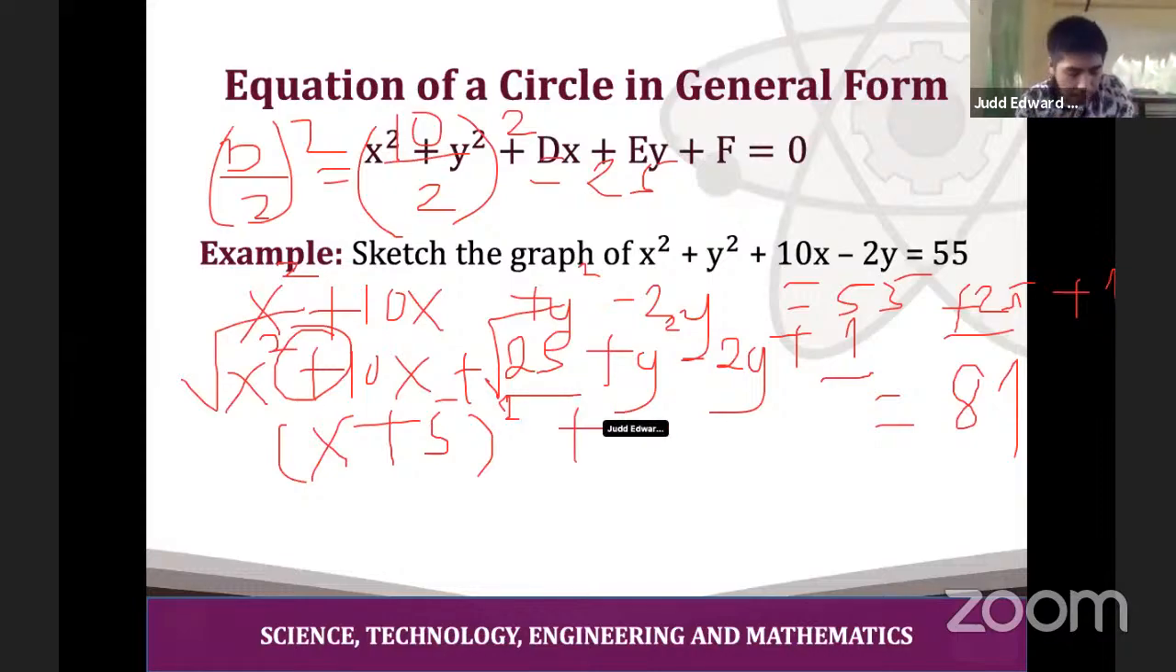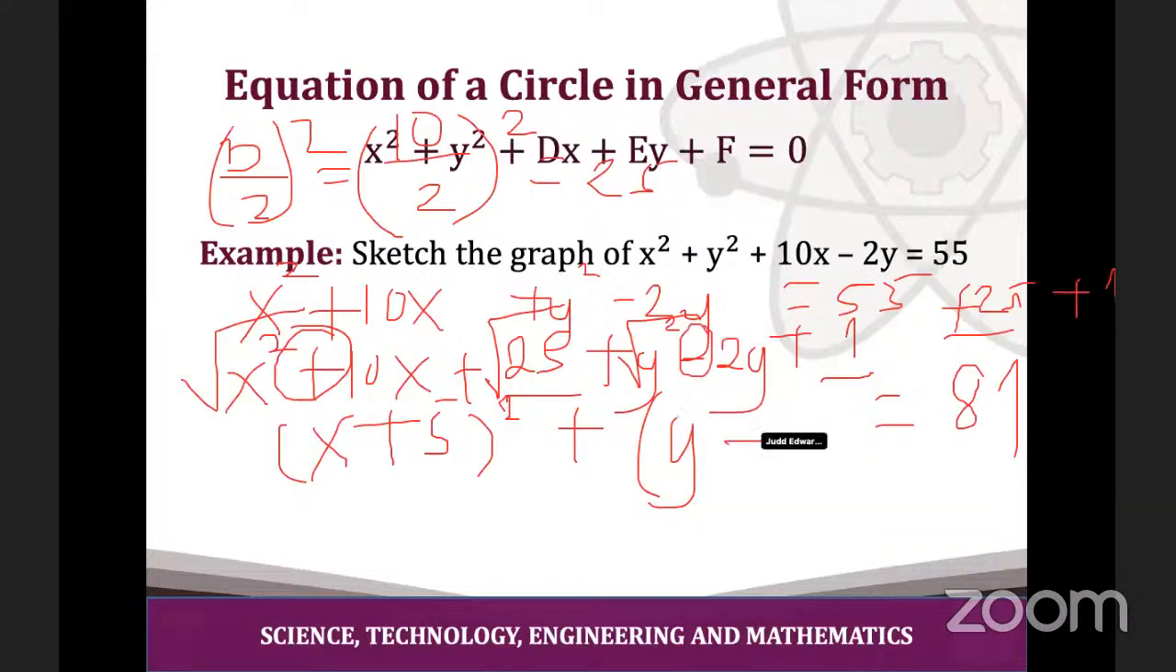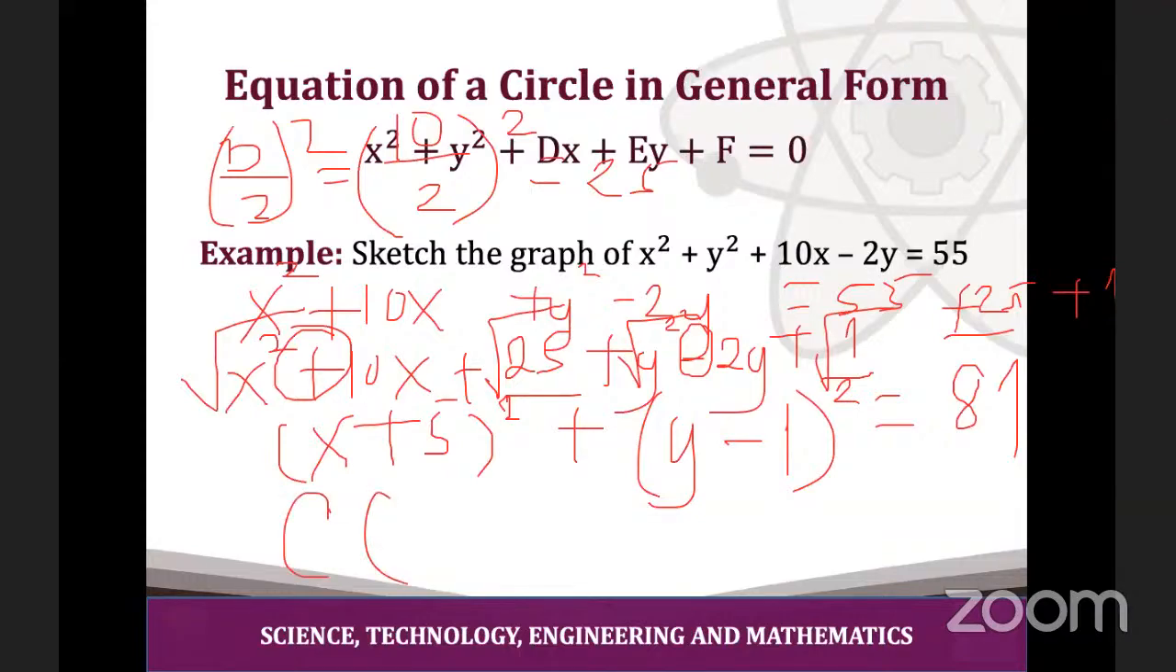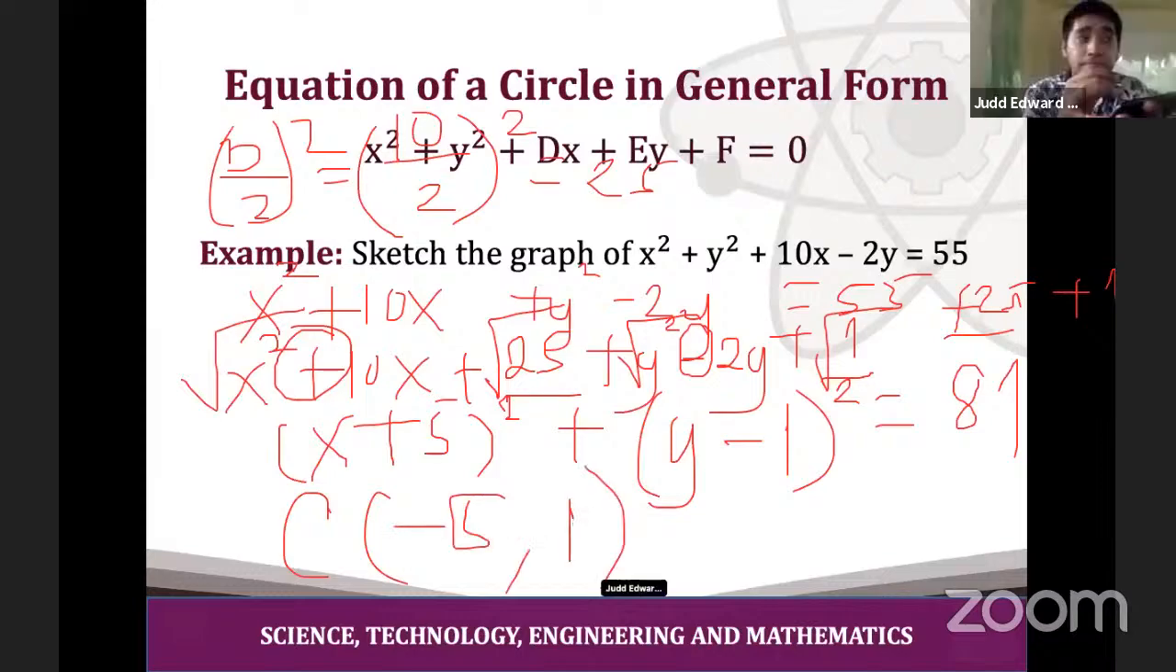Plus, again, get the square root of the first term. That is y. What is the sign of the second term? That is negative. And what is the square root of the last term? That is 1. Therefore, this is now y minus 1 quantity squared is equal to 81. Therefore, what is the center? The center now is located at negative 5 and positive 1. Okay, so the center is located at negative 5, positive 1.